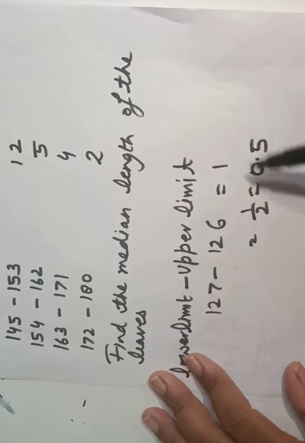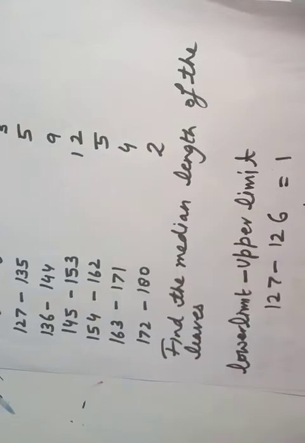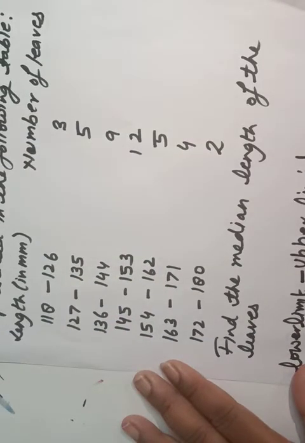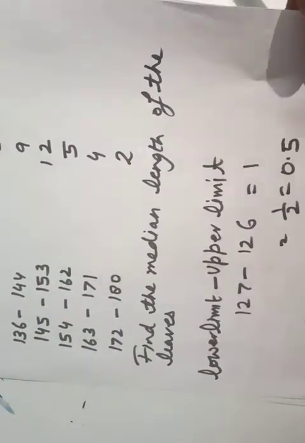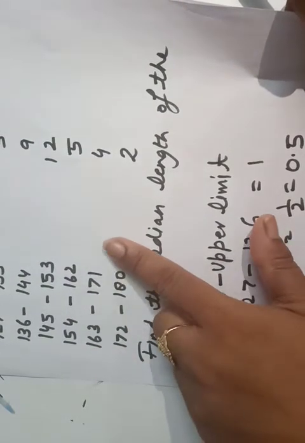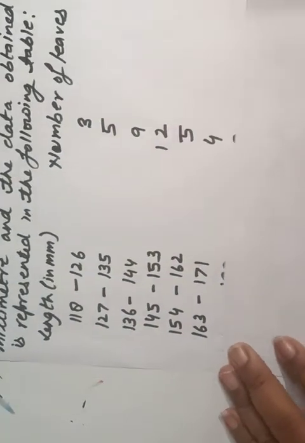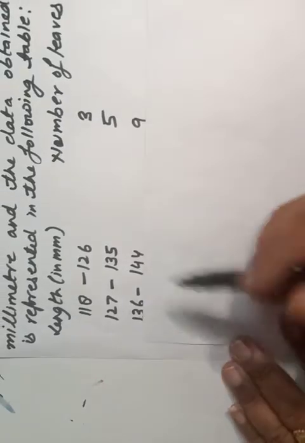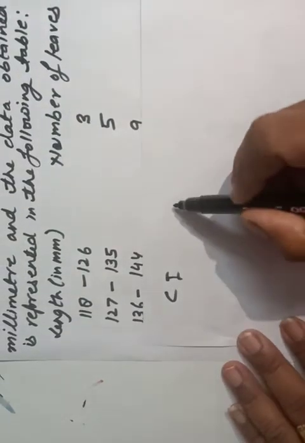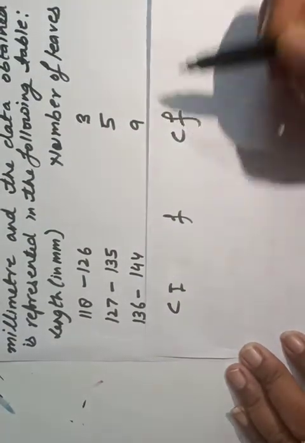So why have we found this? We need to change this inclusive to exclusive one. How could we change? We will subtract this 0.5 from the lower limit and add 0.5 to the upper limit in all the class intervals. Yes, so we need to write again here the class interval and here the frequency, that is the number of leaves, and we need to find out the cumulative frequency.